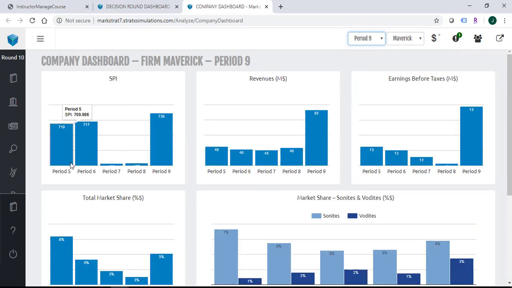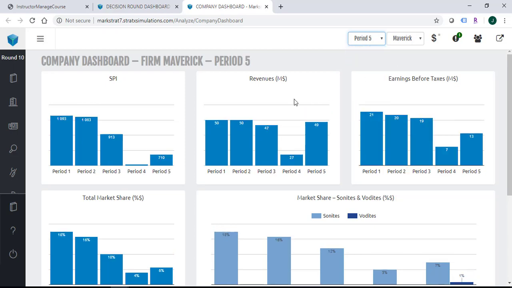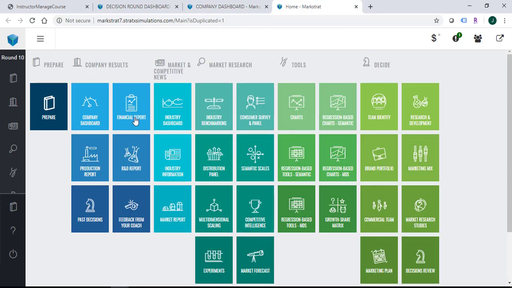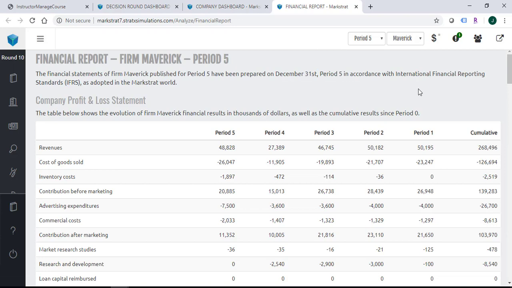This chart only shows you the last 5 periods, and if you want to access data from a different period, all you need to do is click a different period and you'll be able to see all the numbers. So that is for the company dashboard. Let's go back to the main page. You can click on the financial report again, and all the reports are based on each period. You can change which period you want to see.